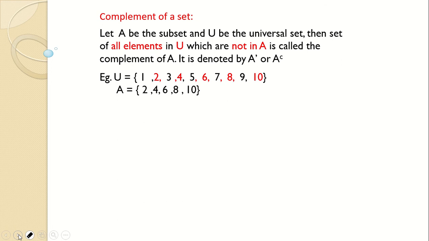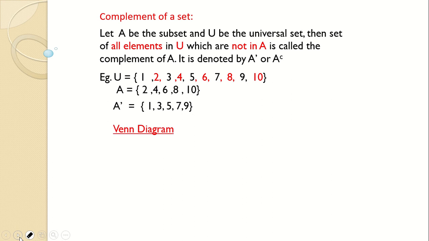One example is given there. You will see these elements shown in red, 2, 4, 6, 8, 10. They are there in set A. So what is not in A will be in the A complement. Now what will be the elements of A complement? They will be 1, 3, 5, 7 and 9. A complement will be all the remaining elements, right? 1, 3, 5, 7 and 9.